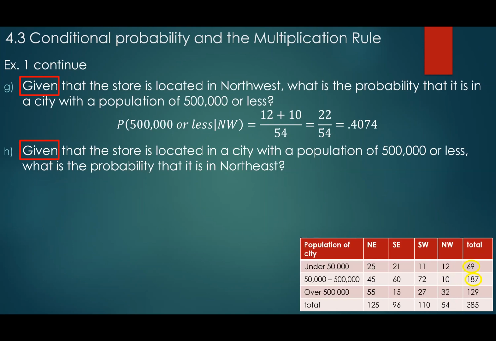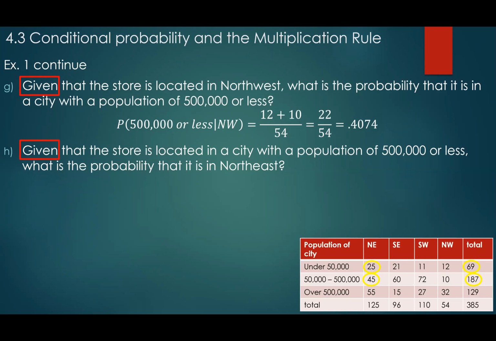Again, because we have to know what fits the description that they asked us to take out. And in this case, there are two items that fit the description of 500,000 or under. So in this case, that's your new denominator, which is you take the 69 plus the 187. And now out of that, do you agree that these are the two items that are located in the Northeast, right?